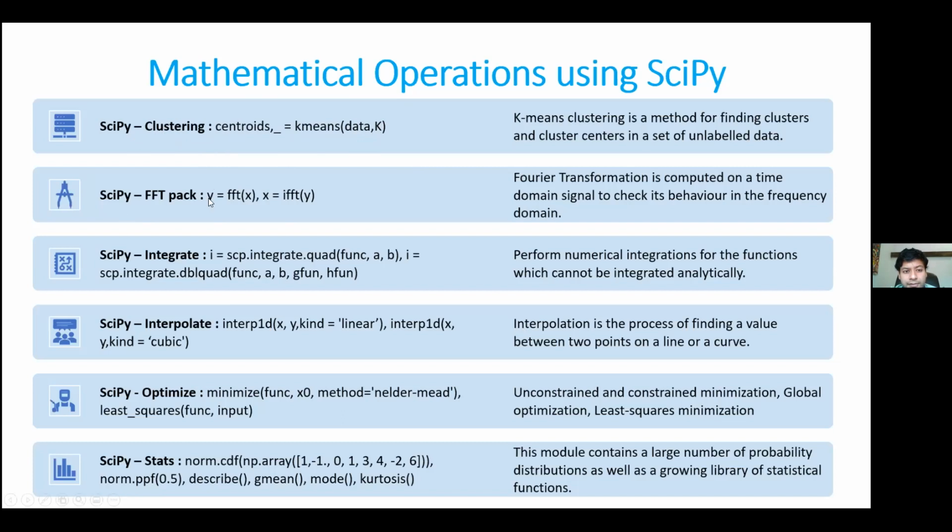Then from the FFT pack, if you have the data X, you can find the Fourier transform by using y equal to FFT(X). Similarly, you can find the inverse Fourier transform by using the IFFT function.